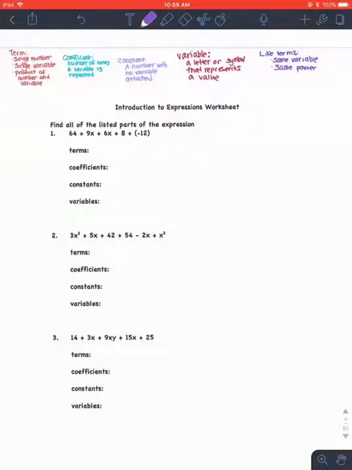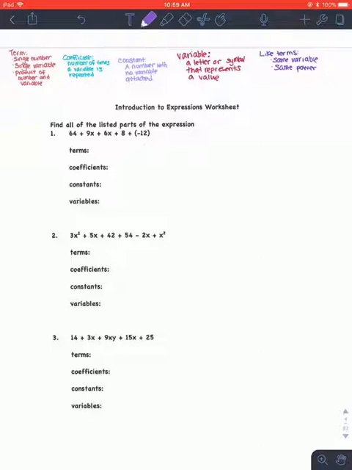Hello, today we are going to be working on this expressions vocabulary. What we're going to be doing today is identifying different parts of the expression, which is really important because then we all have a common vocabulary, and when we start doing more advanced things with these expressions, we'll be on the same page and know what we're talking about.